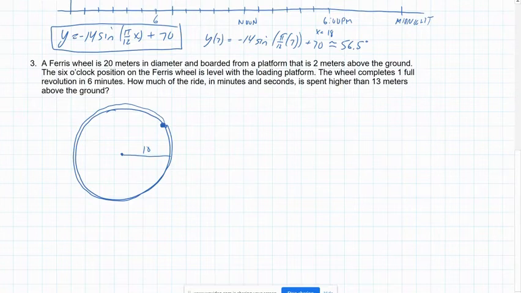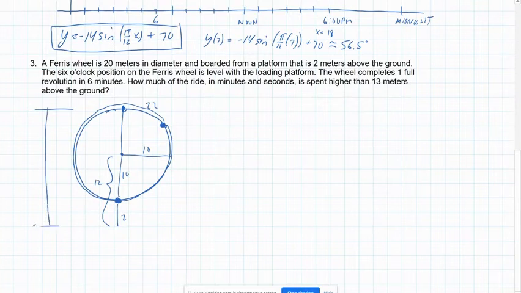The wheel completes, okay. Okay, so if we consider that they're boarding at the lowest point, that is 2 feet above the ground. And so that puts our midline at 10 plus 2, which would be 12. And so the lowest a person ever is at 2 feet, and the highest a person ever is would be way up here at the top, which would be 22 feet. And so this is 0, this is 2, and this is 22. And so our midline is at 12.